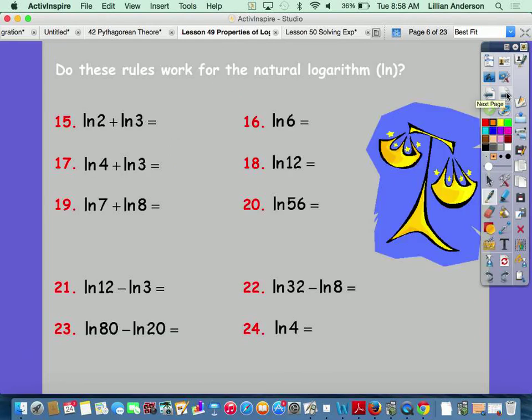Do you think these are going to work for natural logarithms as well? Well, let's see. Let's do 15 and 16. Do that in your calculator and see if you get the same thing. Do ln of 2 plus the ln of 3, and see if you get the same thing when you do the ln of 6. Round to 4 places. It should be somewhere near your log button. It is the same. What was the number? 1.79.